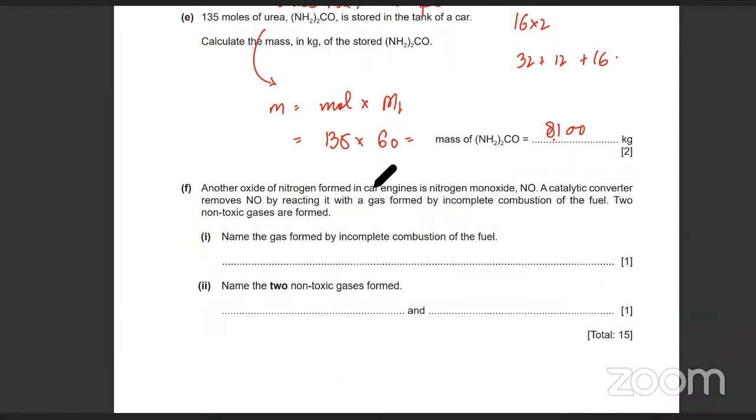Here, another oxide of nitrogen formed in car engines is NO. A catalytic converter removes NO by reacting it with a gas formed by incomplete combustion of the fuel. Two non-toxic gases are formed. Name the gas formed by incomplete combustion. से कौन सी gas बनती है? What is the gas that is formed by incomplete combustion? कार्बन मोनोक्साइड। ठीक है, that's carbon monoxide.